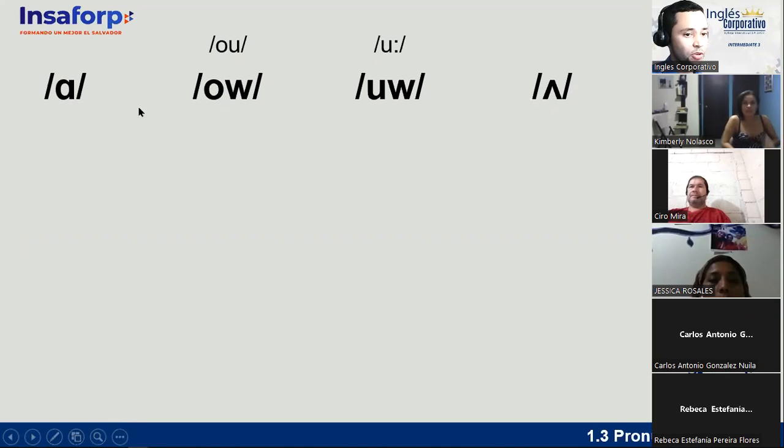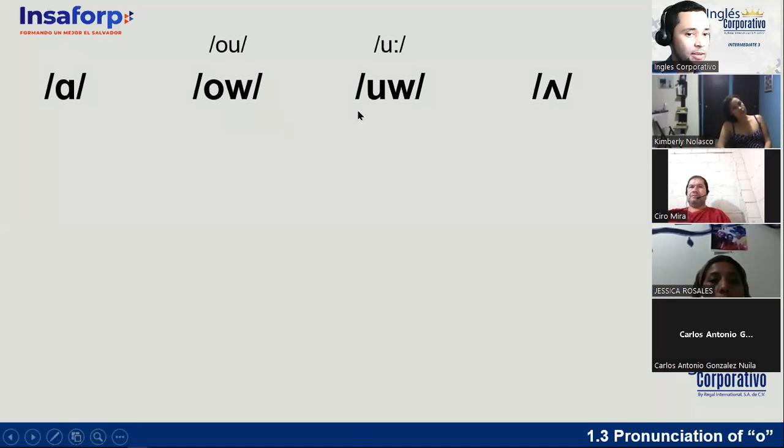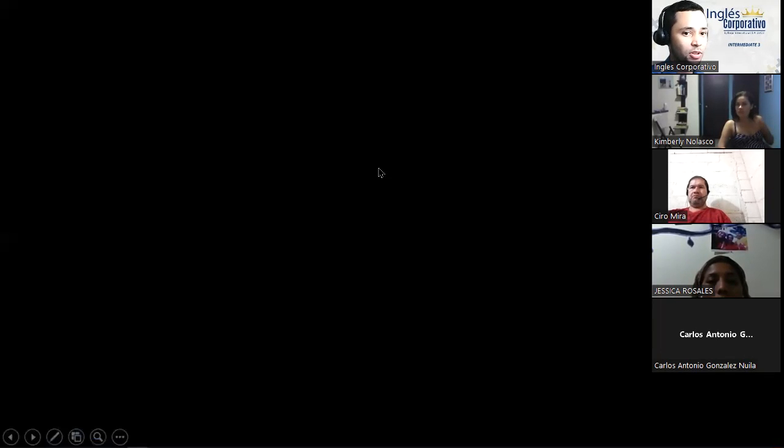But first, let me show you. You have these symbols. Have you seen similar symbols in dictionaries, for example? Yes, okay. Now, these are not letters. These are symbols for pronunciation. So this is not a letter A. This is the phonetic symbol that represents a sound in English.